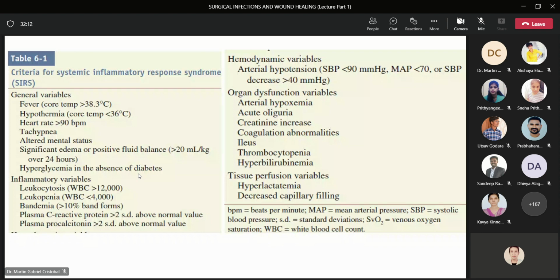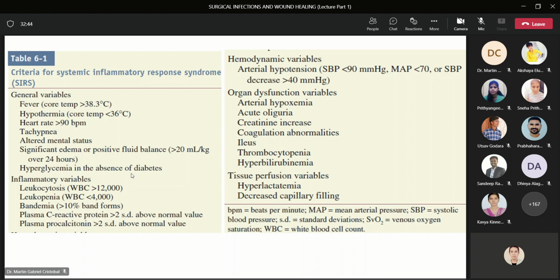Next, we have a table showing the criteria for SIRS. First, we have general variables with fever, a temperature of more than 38.3 degrees Celsius, hypothermia with a temperature of less than 36 degrees Celsius, heart rate of more than 90 beats per minute, tachypnea, altered mental status, significant edema or a positive fluid balance of more than 20 ml per kilo over 24 hours, and hyperglycemia in the absence of diabetes.